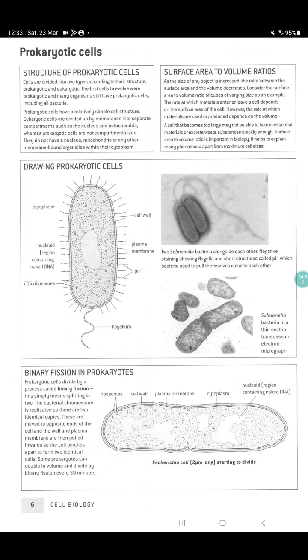So that's all about the prokaryotic cell. I hope you have understood these topics. This was an overview of the prokaryotic cell, its structure and its division, that is binary fission.